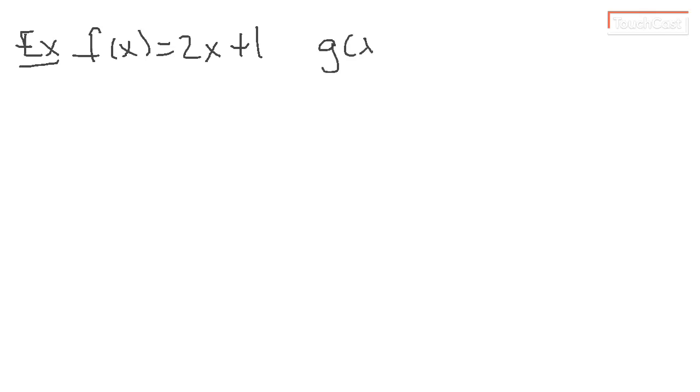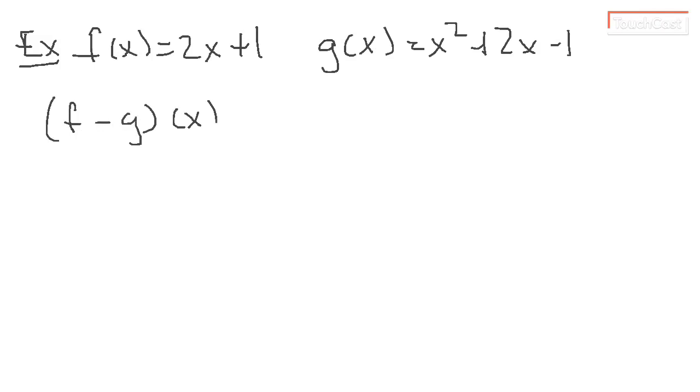Let's just keep using the f of x and g of x from our last example. So as a reminder, f of x was 2x plus 1, g of x was x squared plus 2x minus 1. This time, let's look for f minus g of x, and then let's look for f minus g when x is equal to 2.